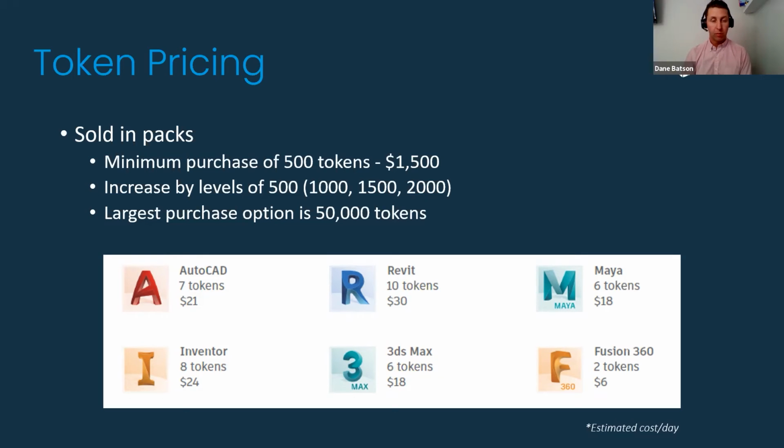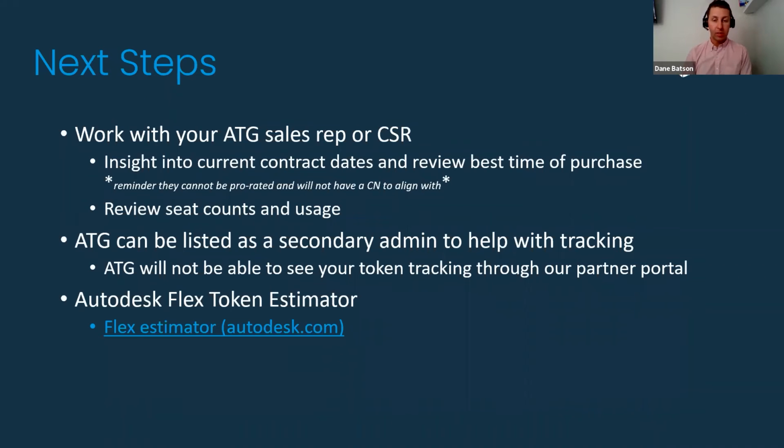So once again, the minimum purchase is that $1,500 point of entry for the 500 tokens. And it continues to go up from there. But once again, they are sold in packs when it comes to pricing. So really, once again, it's meant to be a very simple second buy option for users if you're not willing to or not wanting to commit to that full subscription package.